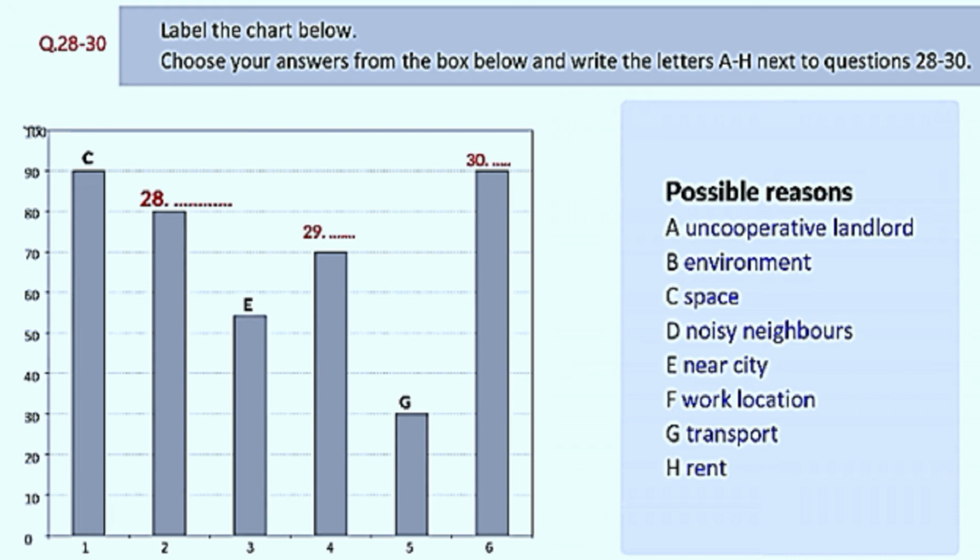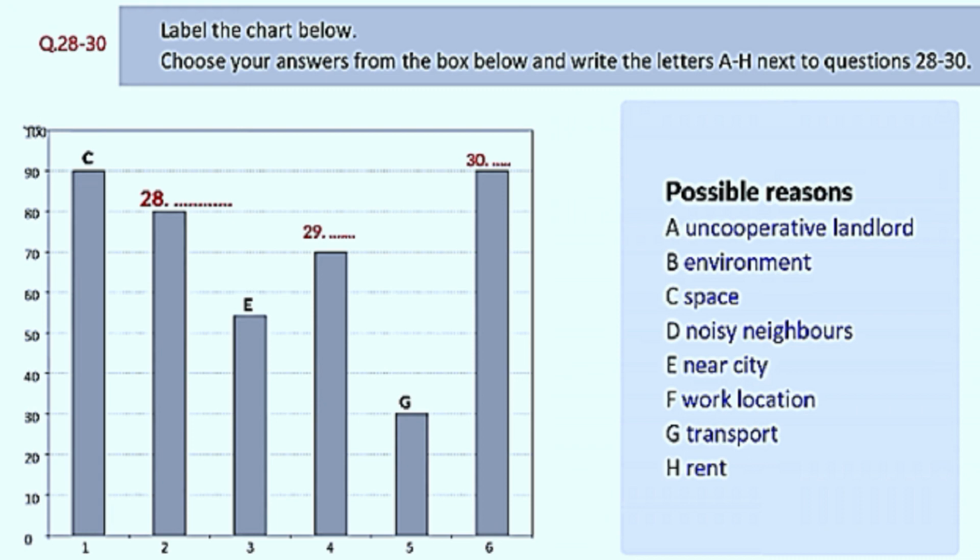Okay. And bar 6? Bar number 6 is interesting. That reason was given quite a lot. People moving because they wanted to be in a more attractive neighborhood. Oh, yes. Thank you very much.